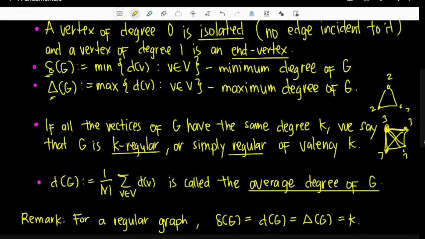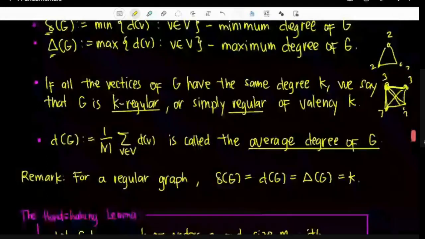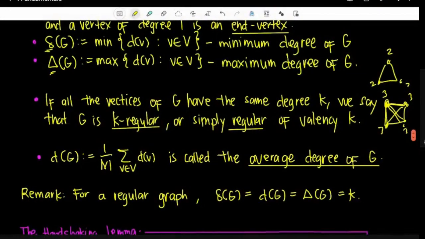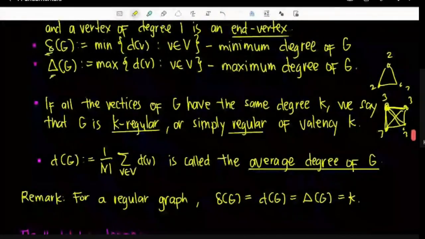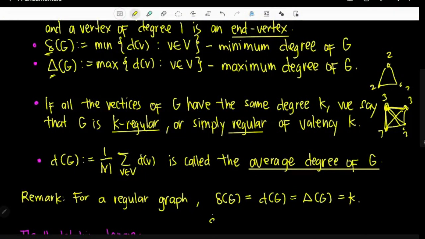But in a general graph, of course, the degrees of the vertices are not always equal. So, in that case, we have the inequality that I haven't written here. So let me write that. We have the inequality: the degree, or the average degree, is always between, of course, the minimum degree and the maximum degree. That should be obvious. So for a regular graph, they are all equal to k, the valency of the graph.